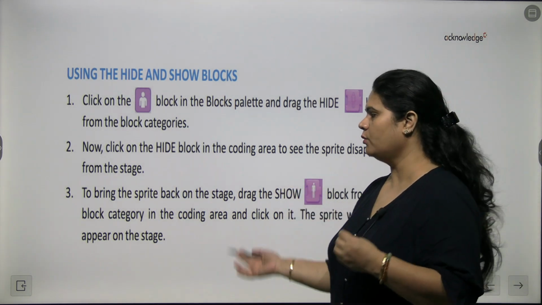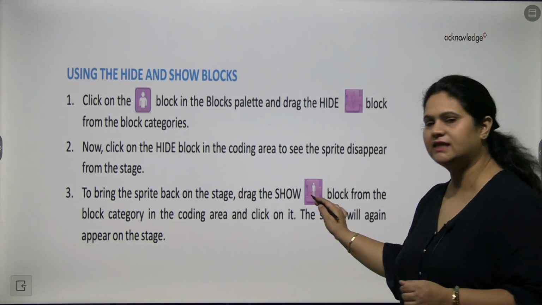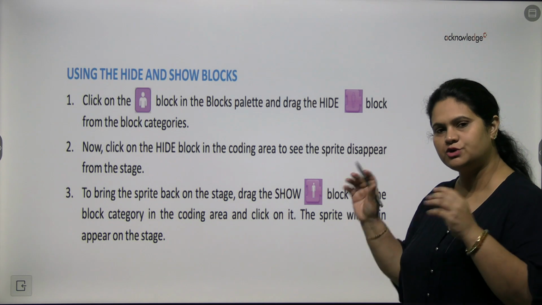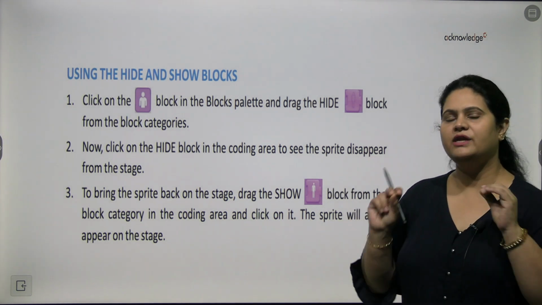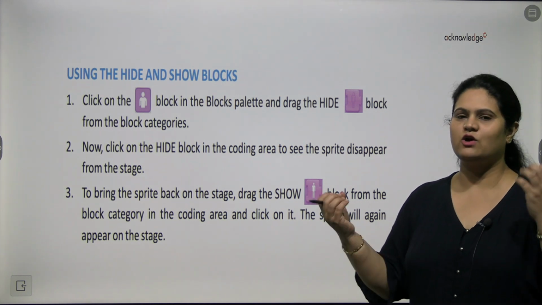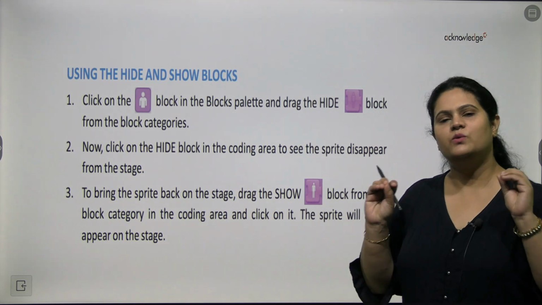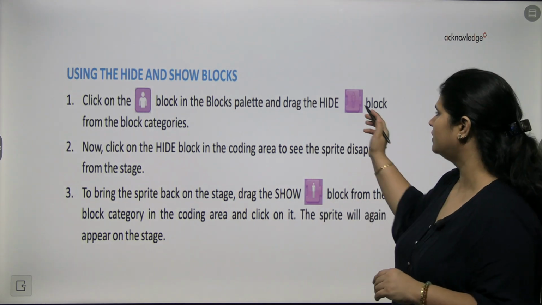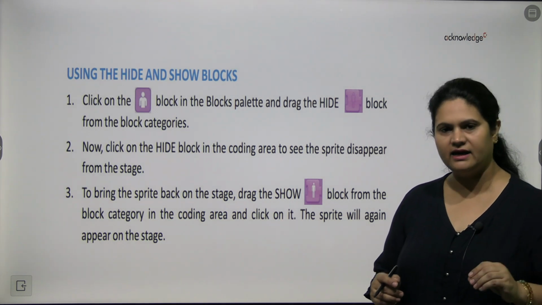Similarly, if you want to bring the sprite back on the stage, what can you do? You can drag the show block. This is the show block. You can drag it into the programming area, and now when you click on it, you will see your sprite appear back. It will become visible again. So this is how we use hide and show blocks. Clear? Good.